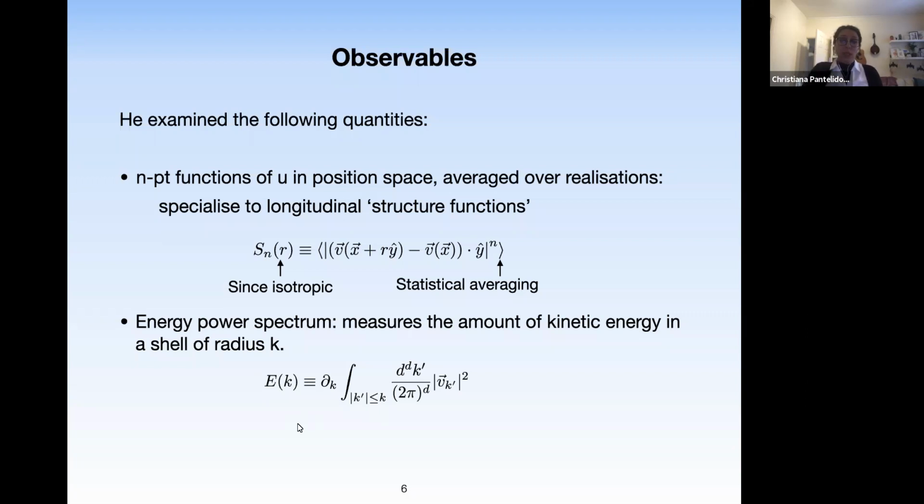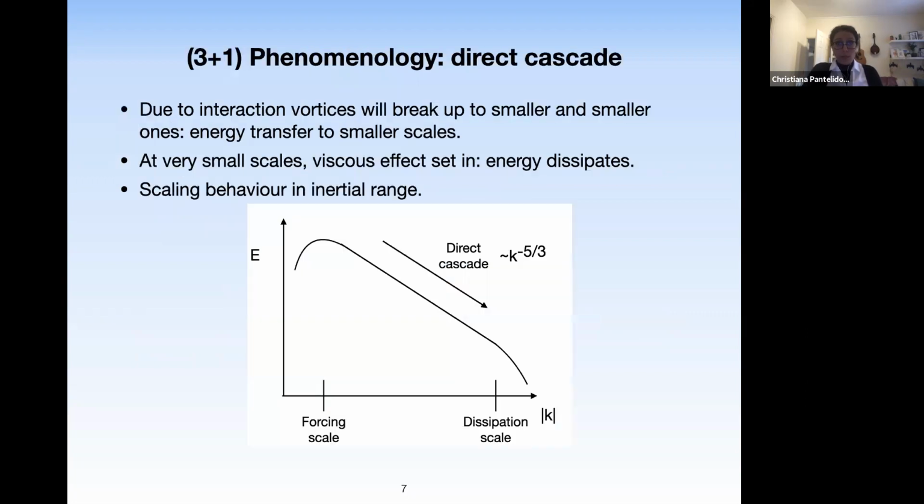Okay, so given the assumptions that we saw on the previous slide and the observables that he focused on, Kolmogorov went on to formulate his theory about 3+1 turbulence. Essentially it boiled down to the fact that one has a direct energy cascade. So here is the picture. Here I'm plotting the kinetic energy power spectrum in momentum space on a log-log scale.